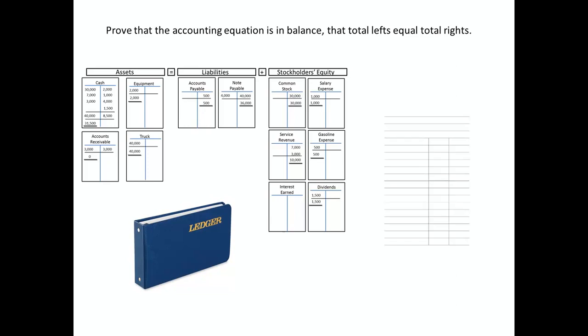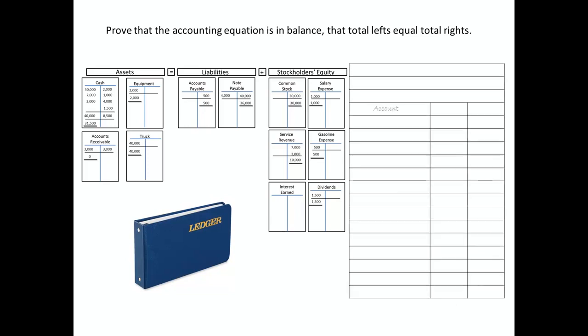To do this, we'll flip through the ledger page by page, and on a piece of paper we'll write down the account name and the balance from each ledger page. As we do this, it's very important that we pay attention to whether the balance is on the left or right side of the page, and that we position it properly on our piece of paper. The first page in our ledger is cash. So we write cash down, and the account balance is a left $31,500, so we write this amount in the left column on our piece of paper.